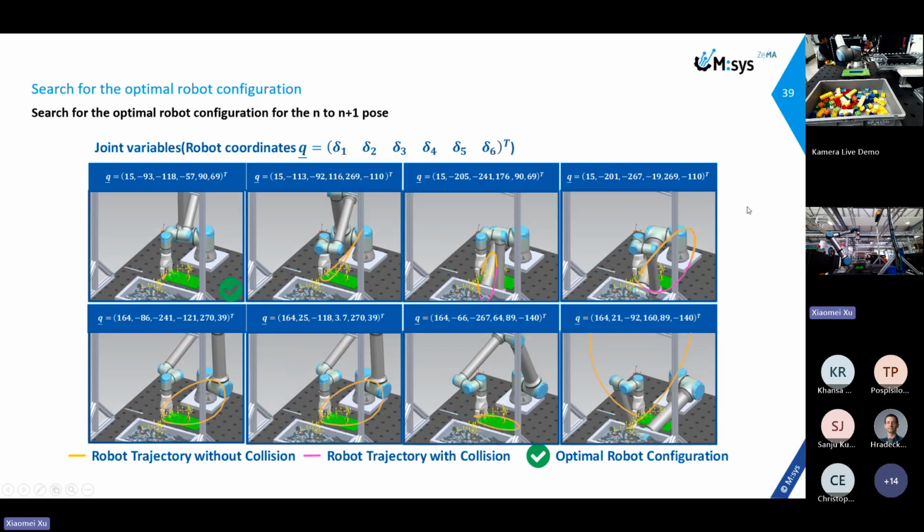After the first waypoint, the robot configuration is determined, and then based on it, the configuration planner will be continuously planned. Here we'll show waypoint n to waypoint n+1.